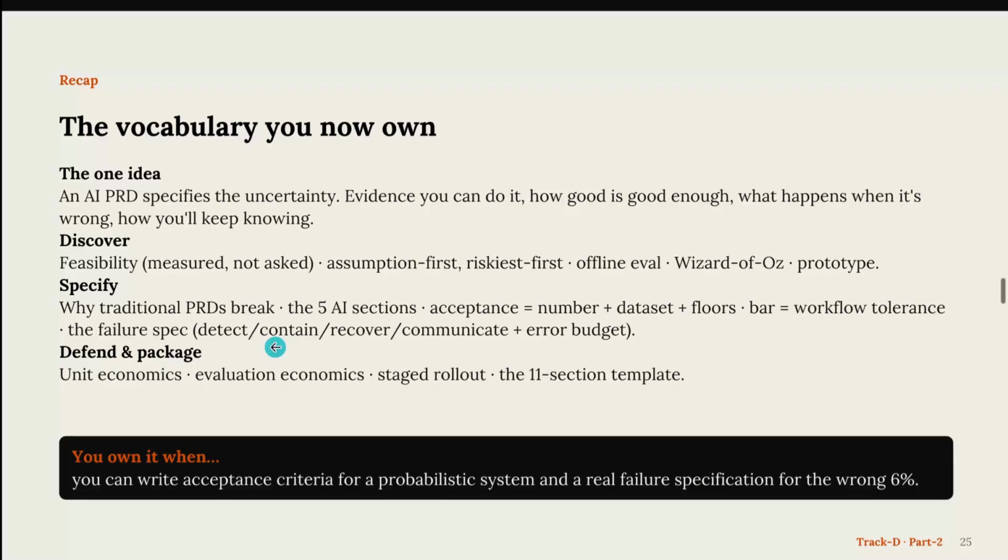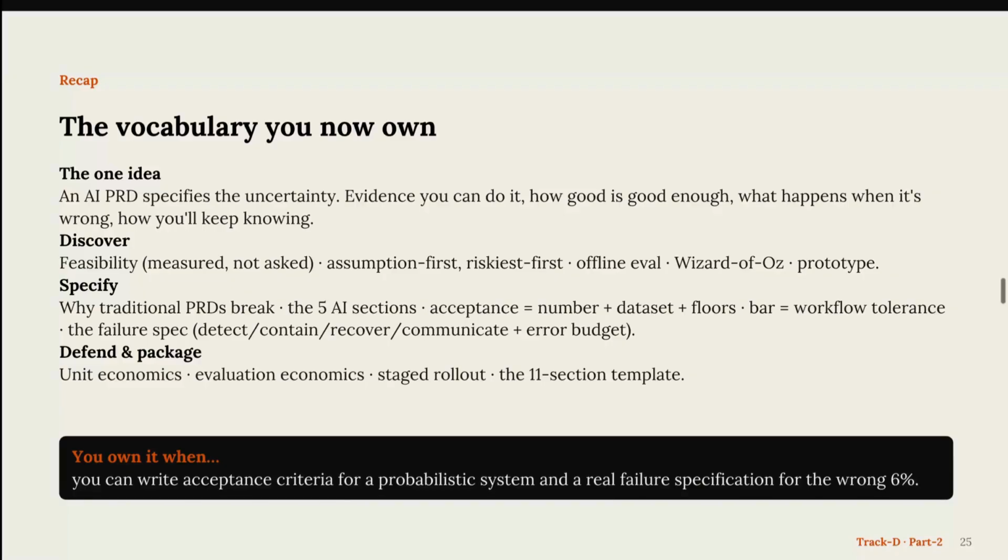And defend and package: we looked at how every PRD should have unit economics, because this is an AI PRD. You need to know the growth of the users and the growth of the token consumption, multiplied by your 1k or 1 million token price, and you get the total economics. It needs to be budgeted for every quarter, half year, or year. And evaluation economics: every time we change something, we are going to run evals, and evals have their own costs.